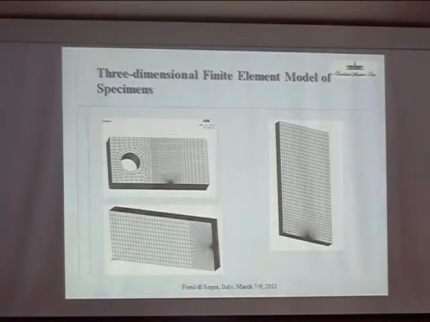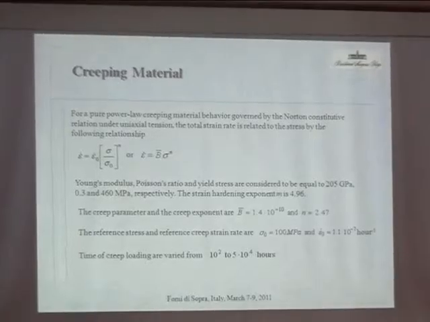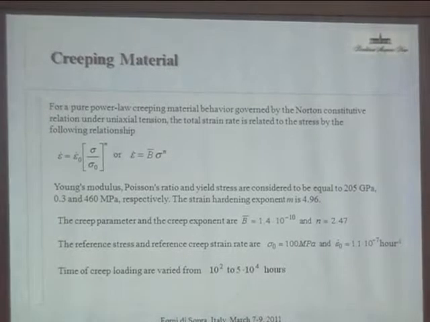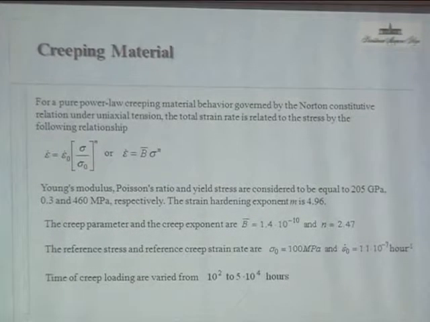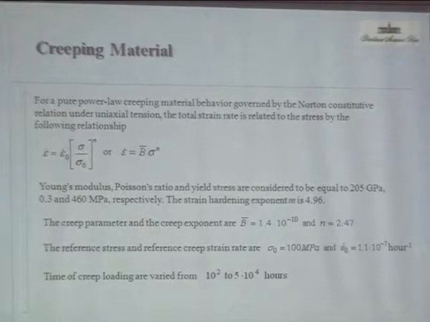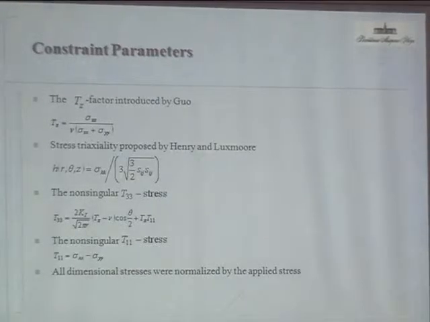So we have considered two configurations of specimen. The first one is the center crack tension specimen. The second ones are the single edge notch bend specimen and compact tension specimen. The thickness was approximately the same, and the crack aspect ratio was 0.5. It's just a standard specimen. So here you can see a three-dimensional finite element model of the specimen for the CT specimen, CCT specimen and single edge notch bend specimen.